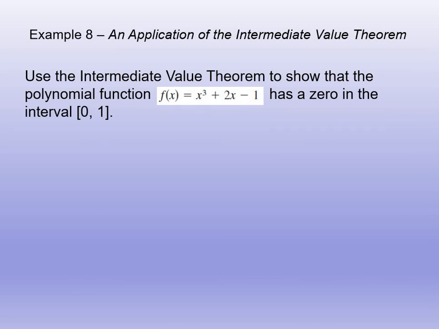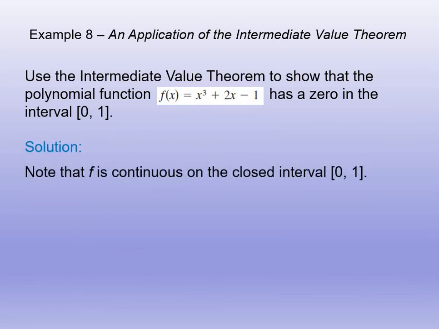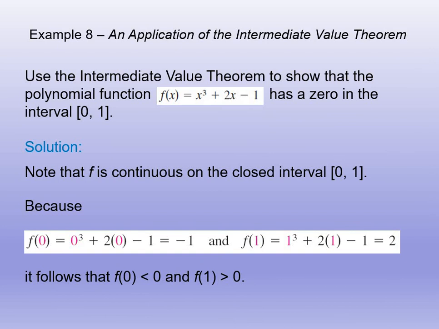So if we evaluate f of 0, we get 0 cubed plus 2 times 0 minus 1, that equals negative 1. So f of 0 is negative. Then we substitute in f of 1. So 1 cubed plus 2 times 1 minus 1 is 2. So f of 1 is positive. So the function went from negative to positive.